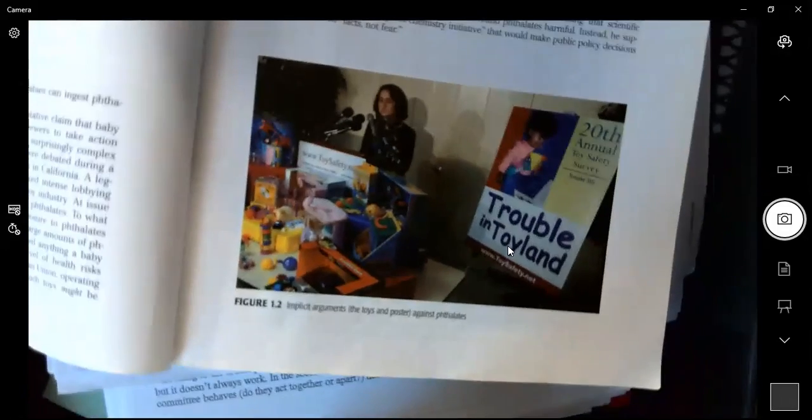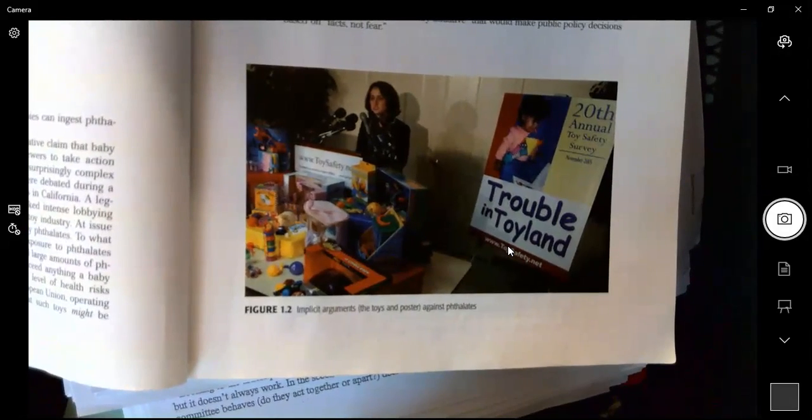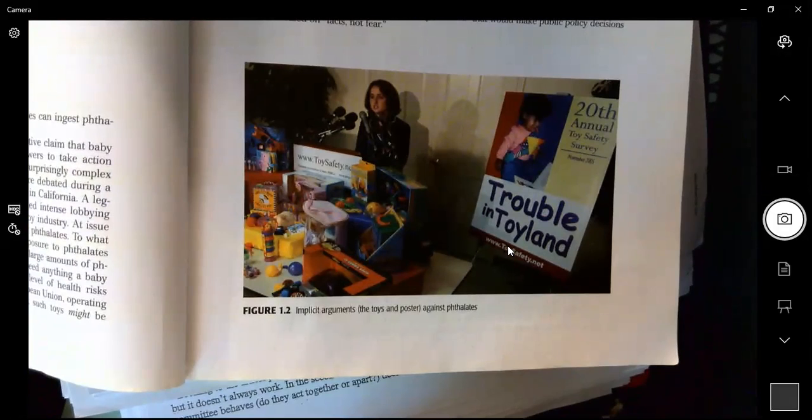There was also an argument about toys that contained lead and other products that contained lead from China that was a big thing. So Trouble in Toyland, Toy Safety Survey, doesn't necessarily tell you that this argument is about phthalates, right? The context here is implied because it looks like they are presenting at a conference or something along those lines.